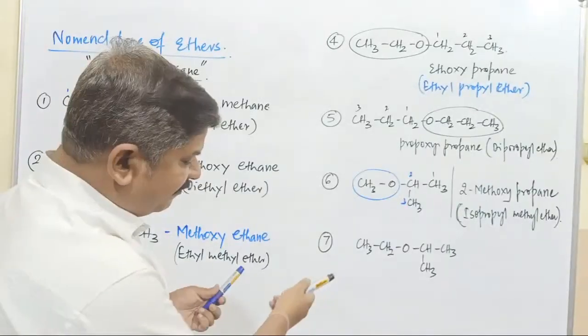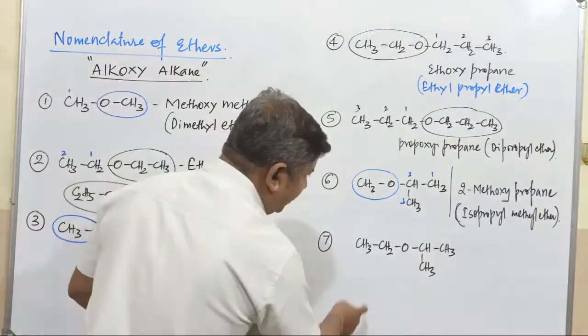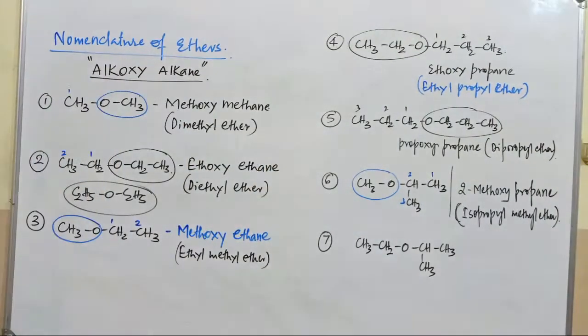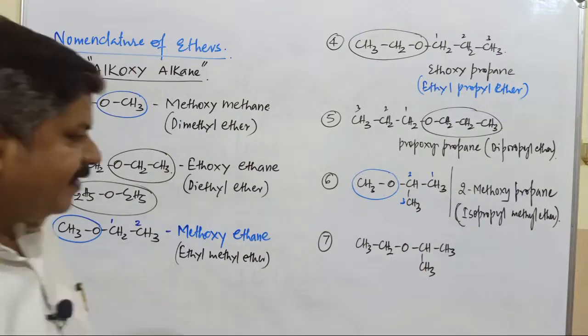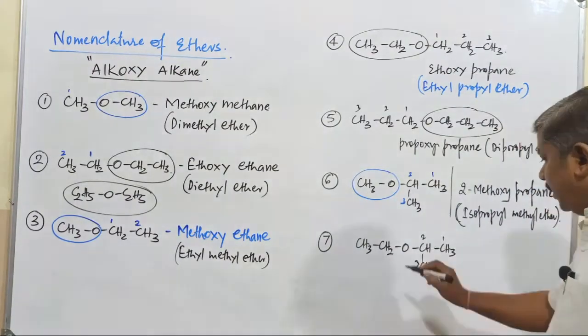Similarly, identify the common name as well as the IUPAC name of compound number 7. First, make it fast. What is the common name as well as the IUPAC name of that one? Number the carbons 1, 2, 3.